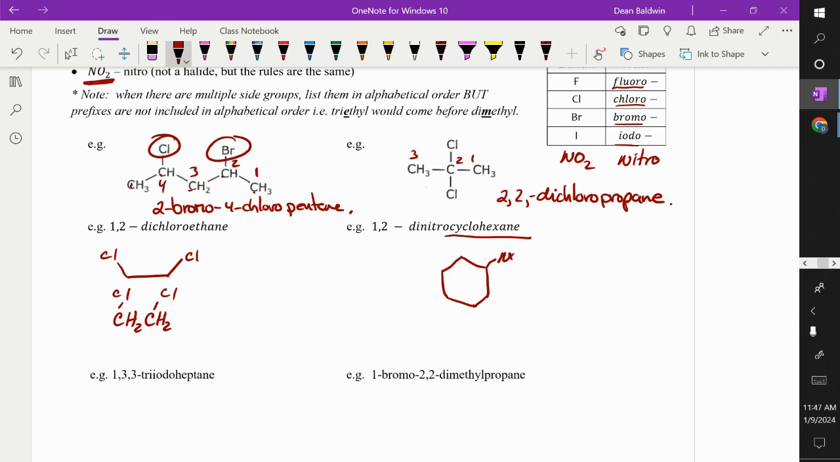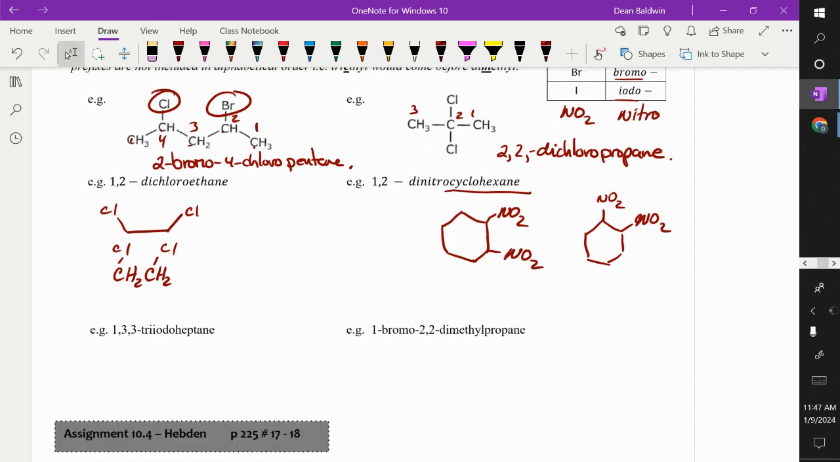So NO2, NO2. But you could put them anywhere. You could draw it like this. The convention would be to draw it like this, but it doesn't actually matter. Those are all the same molecule. Sorry? I can't hear you. What? Oh, the second one is the convention. Usually you put it at the top.